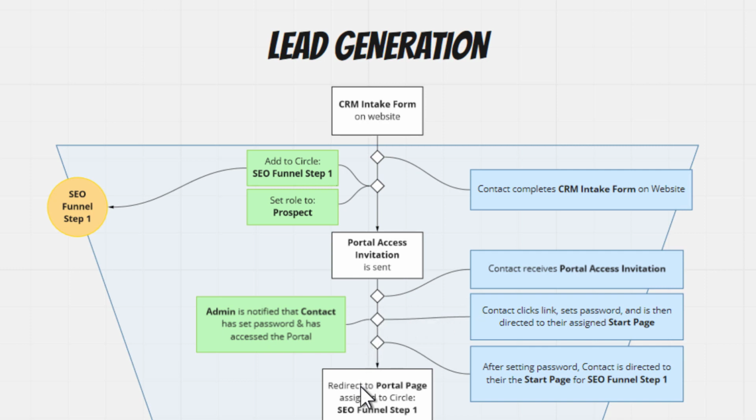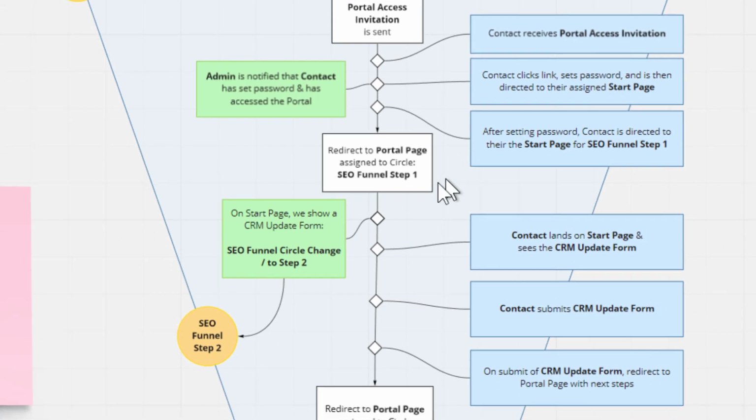And we're going to be prepared with a portal page that has an assignment as a start page to SEO Funnel Step 1 circle, this circle. So as the user sets their password, they're going to be redirected to that portal page, and that's going to be where they land, and that's going to be the first thing that they see. From there, they will see a CRM update form, which we'll create. They're going to complete that.